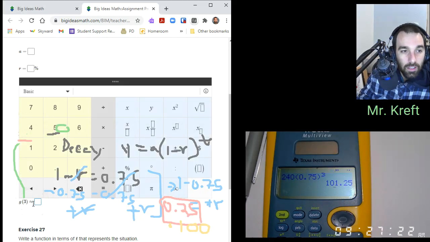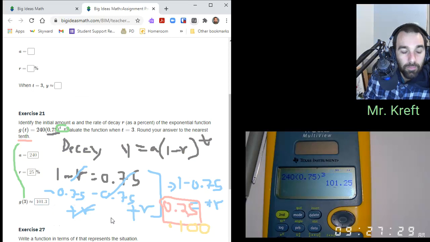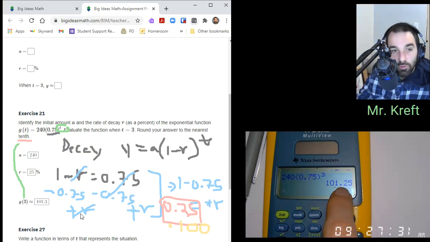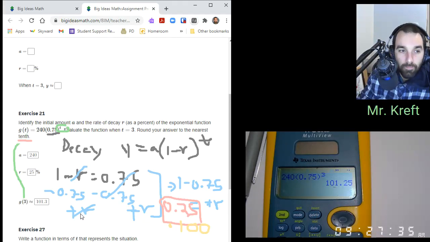So when I go to type this in, it's going to be 101 and then 0.3. So we're rounding up. So it's 101.3. All right, I hope that was helpful. Does anybody have any questions or comments or concerns there?